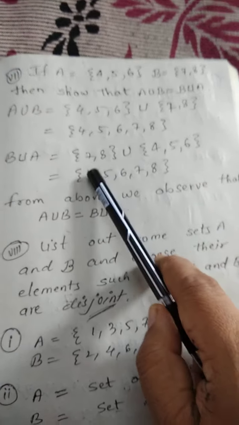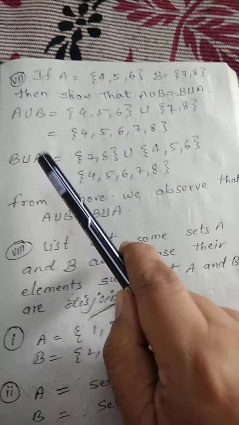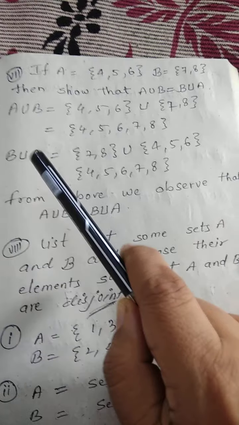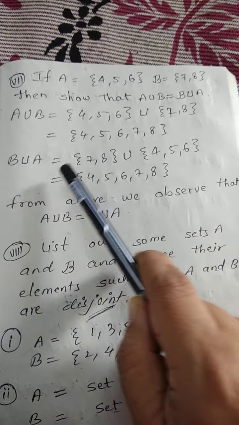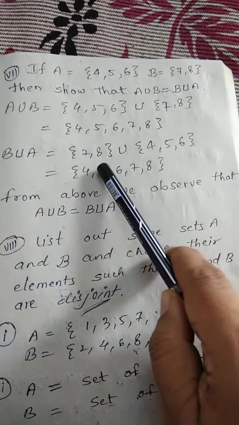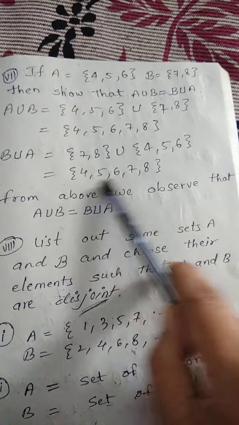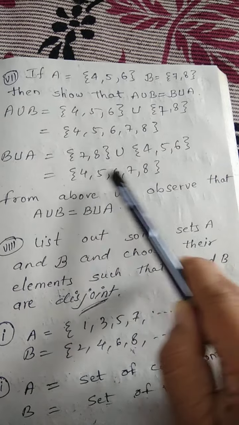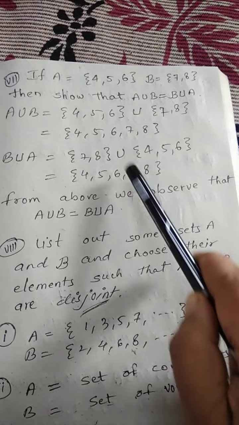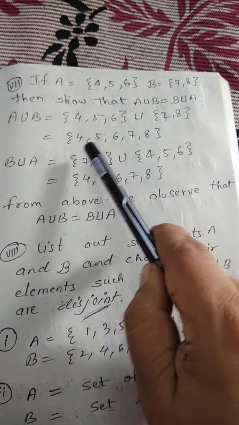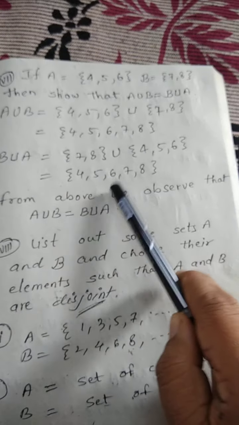Come on, write yourself. Are you solving with me or not? All of you, when I explain, you should solve the problems with me. When I explain, go on solving in your book. B union A. B is this, union, A is this. Combine them. Don't write repeated elements, students. Only once you have to write. Okay, now observe. A union B is 4, 5, 6, 7, 8. B union A is also 4, 5, 6, 7, 8.